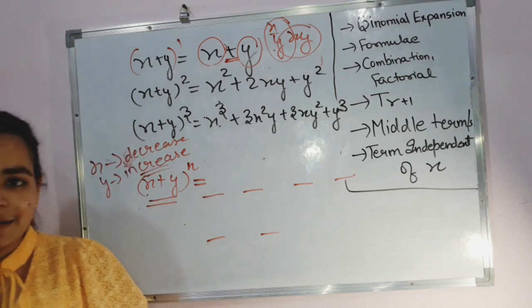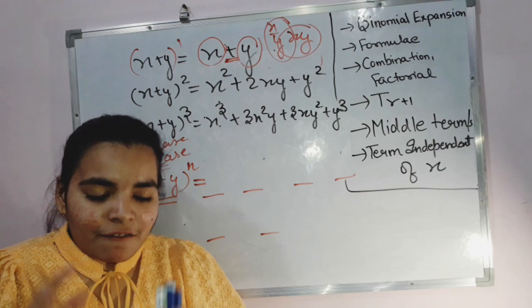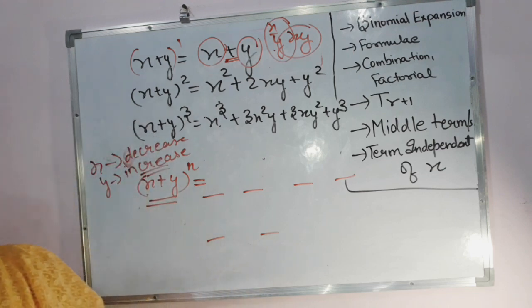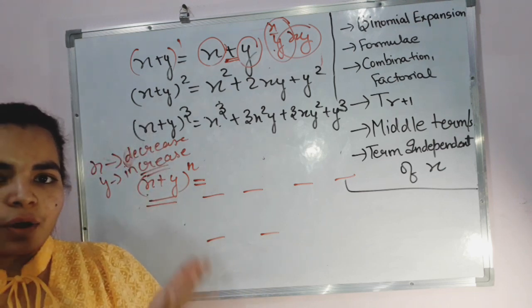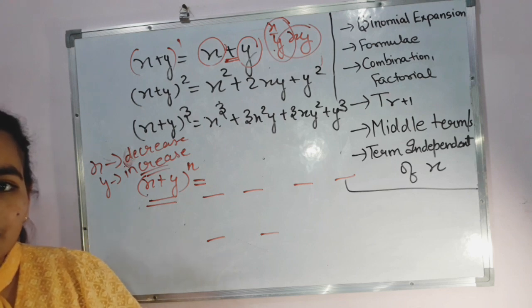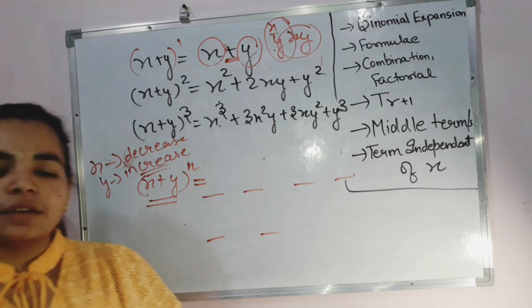Factorial, first of all, let us see what we mean by factorial. Factorial means the product of n terms. Product of n terms is said to be the factorial.